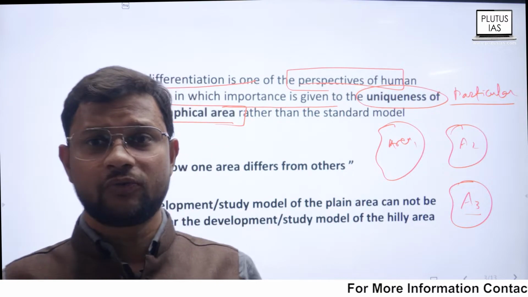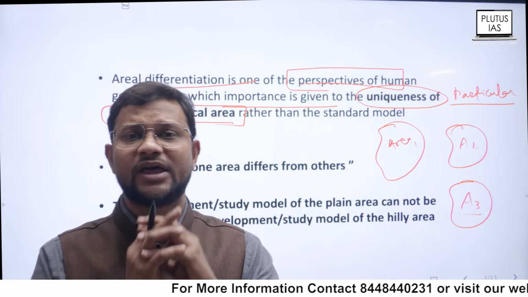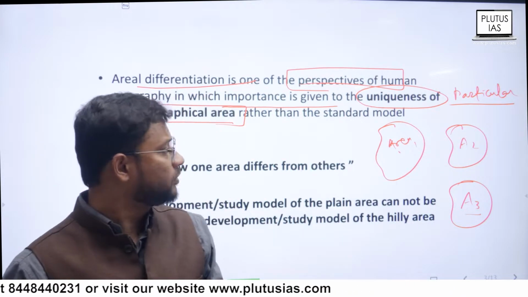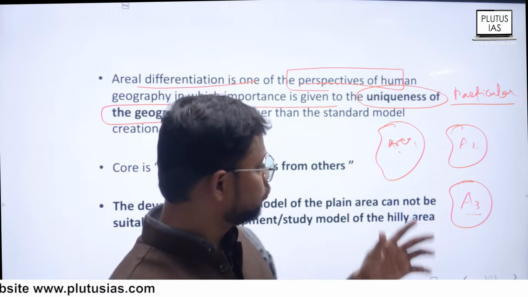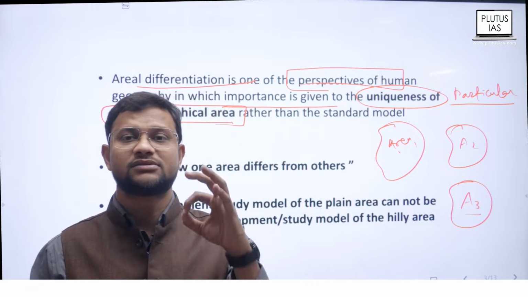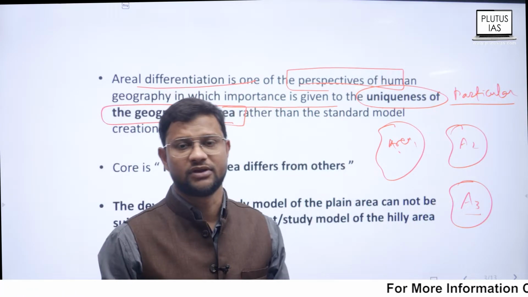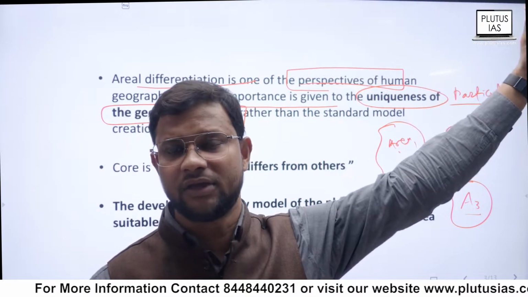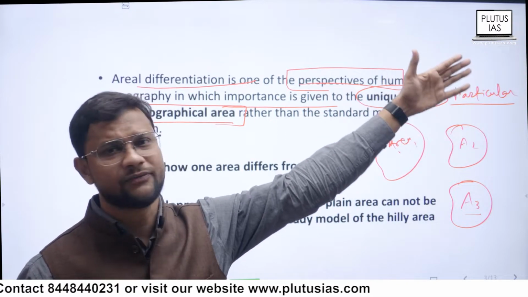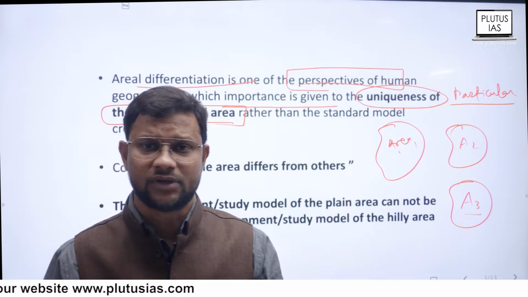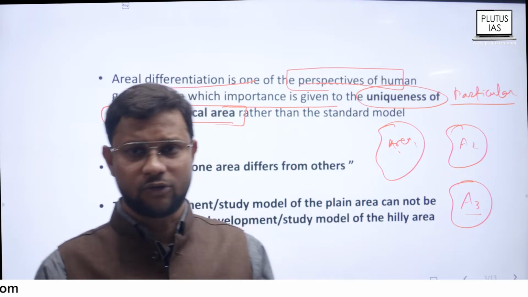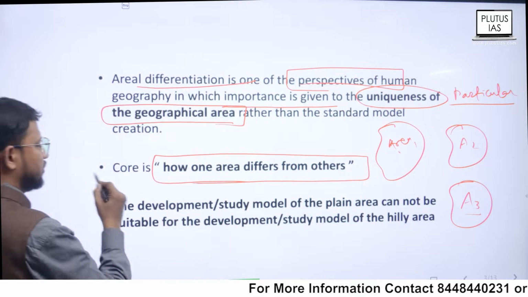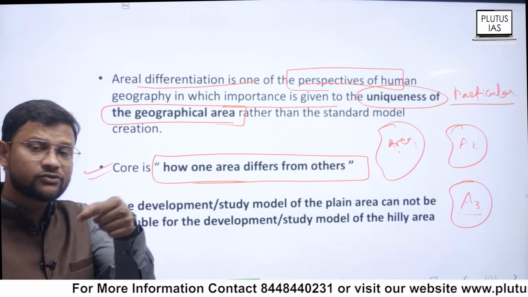And if you are going to find only similarities between them, then their unique characteristics will be neglected. And there comes the role of areal differentiation. That is not a very new branch of study actually. You will find the very inception of this areal differentiation in Western philosophy, in Greek civilization, from there it started. We will see how one area differs from another. The core is how one area differs from another.